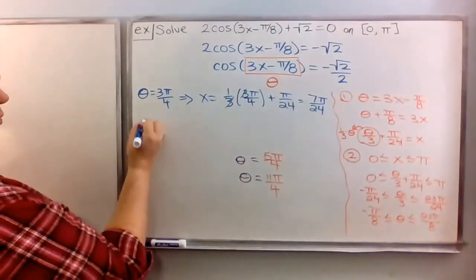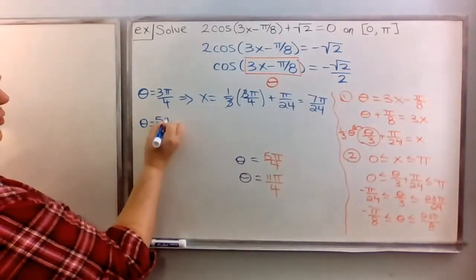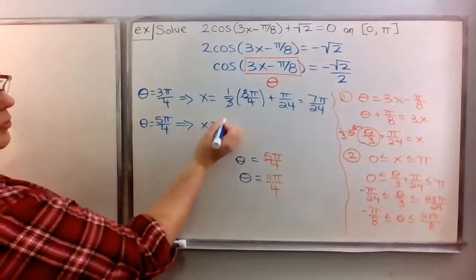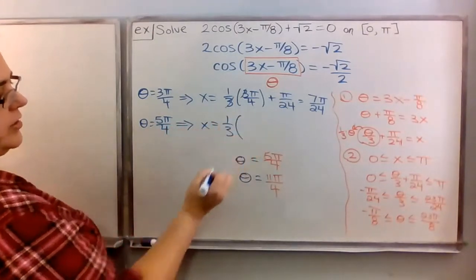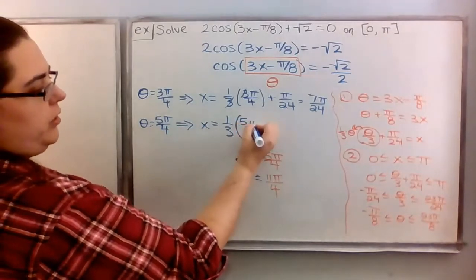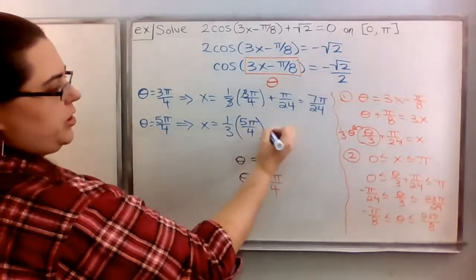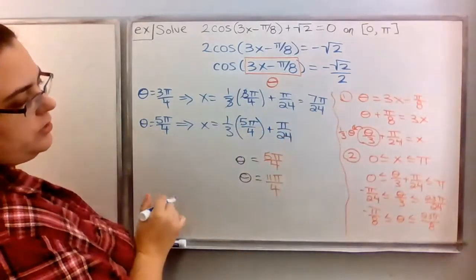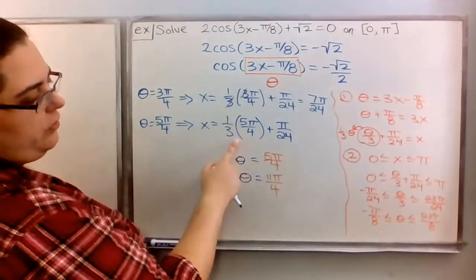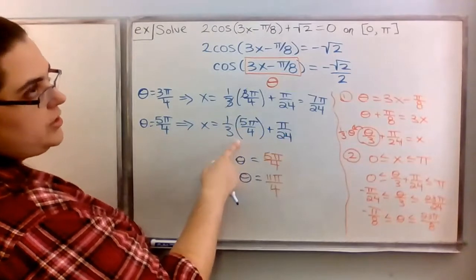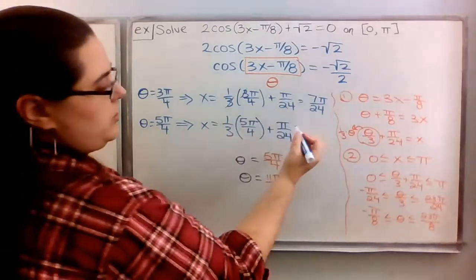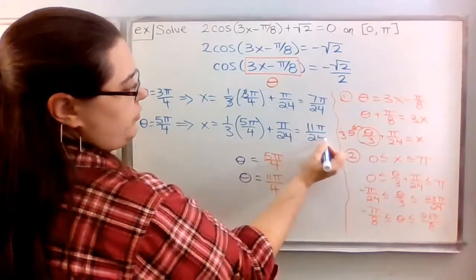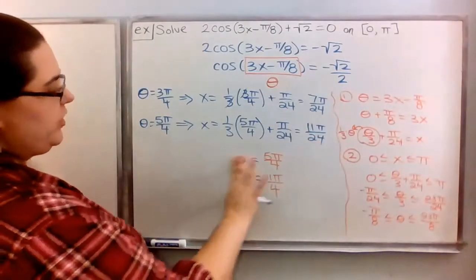For the next one, when theta is 5 pi over 4, that means that x is going to be 1/3 times 5 pi over 4 plus pi over 24. So let's see, this is going to be 5 pi over 12. So that's 10 over 24 plus 1 is going to give us 11 pi over 24. We figured out that one.